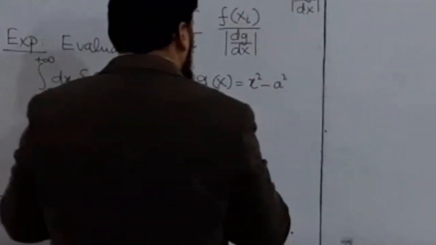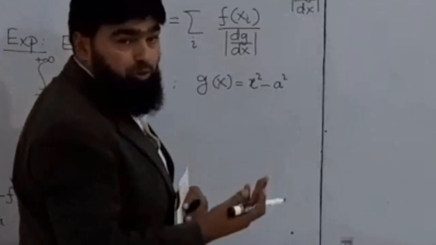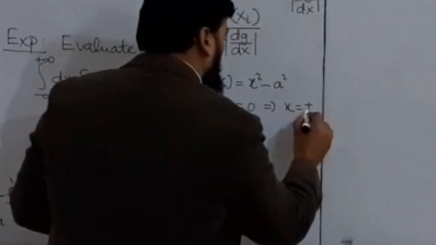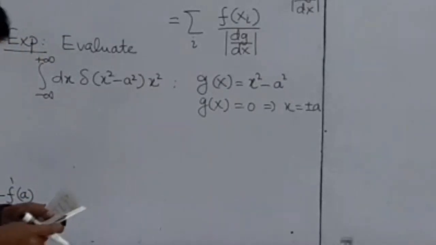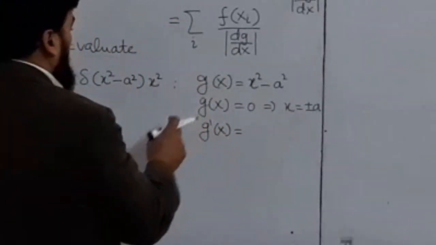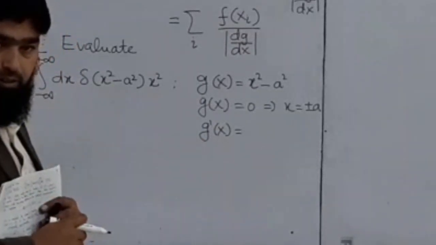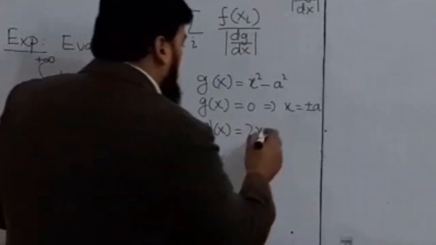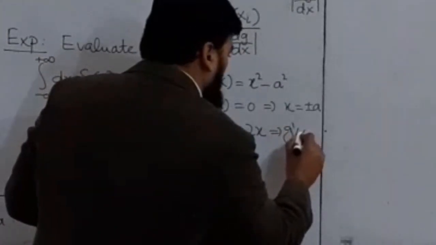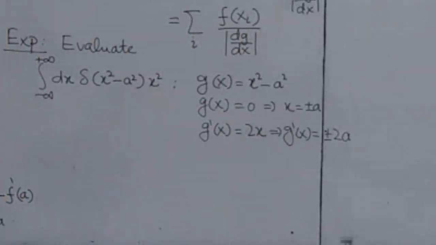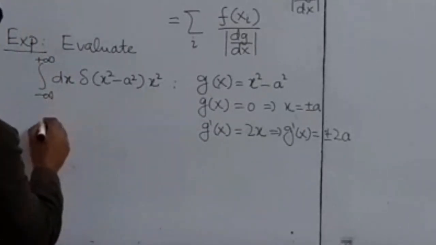So what we say is that when g of x is equal to 0, g of x equal to 0 implies x is equal to plus minus a. Clear? And now what about g prime of x, the derivative of g with respect to x? It will be 2x. Okay? So by putting this value, g prime of x will be equal to plus minus 2a.